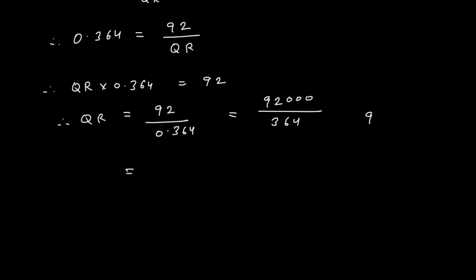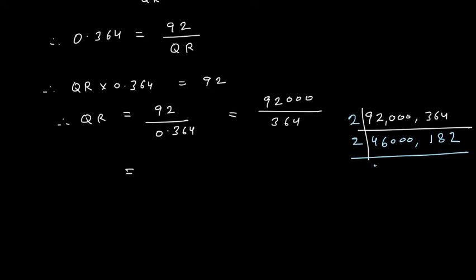So your 92,000 and 364 we will start dividing. So first we can divide this with 2. So 2 4s are 8, 1 carry, 2 6s are 12. Then 2 1s are 2, 2 8s are 16, and 2 2s are 4. Then again with 2 we can cancel, 2 2s are 4, 2 3s are 6. Here 2 9s are 18, 2 1s are 2.